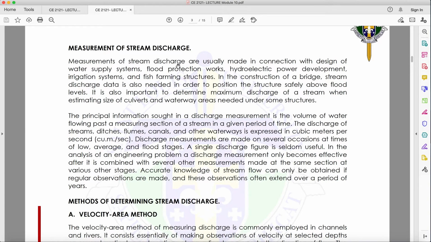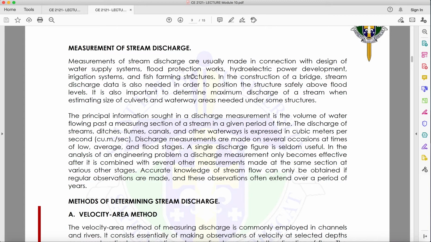Okay? And also another thing that we need to consider in stream discharge is the water supply system. We know that a dam is one of the major sources where we get our water supply for domestic purposes, for drinking purposes. Next would be the flood protection works. So we also need to determine the stream discharge so as to avoid flooding.